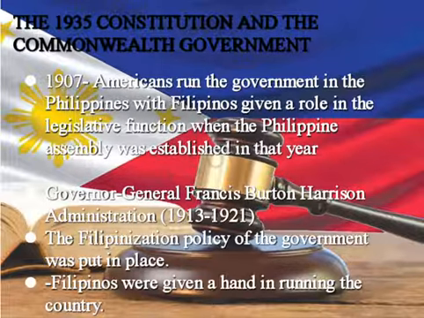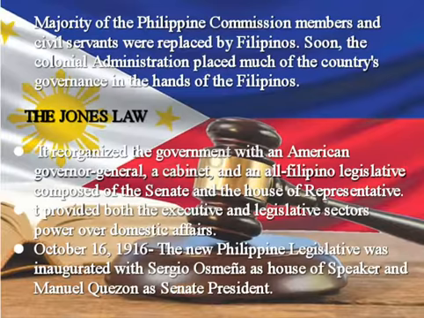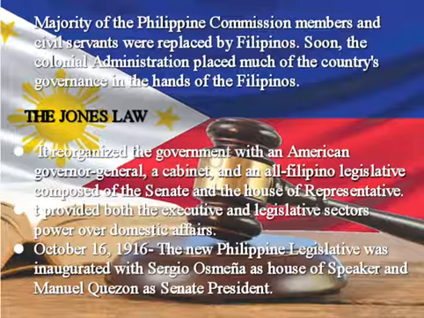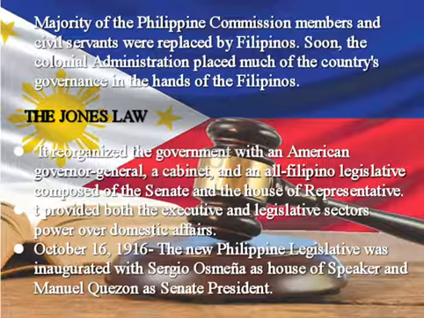Filipinos were given a hand in running the country. The majority of the Philippine Commission members and civil servants were replaced by Filipinos. Soon, the colonial administration placed much of the country's government in the hands of the Filipinos. 1 year later, the Jones Law of 1916, also known as the Philippine Autonomy Act, was passed by the U.S. Congress. So, the Jones Law.